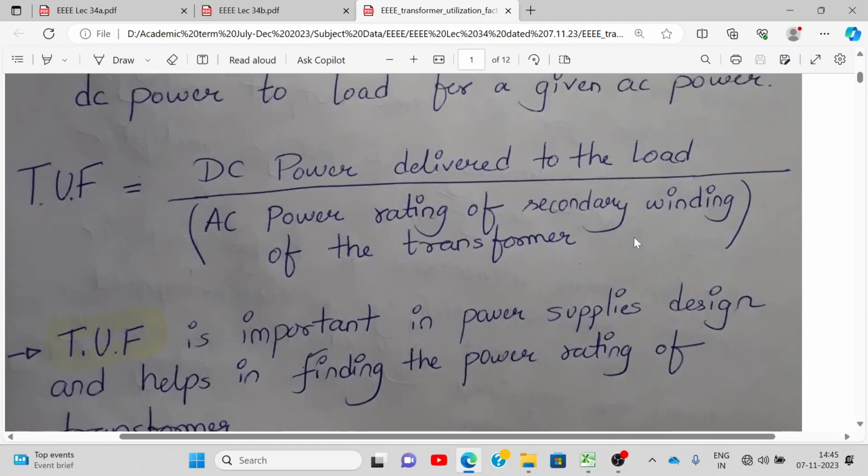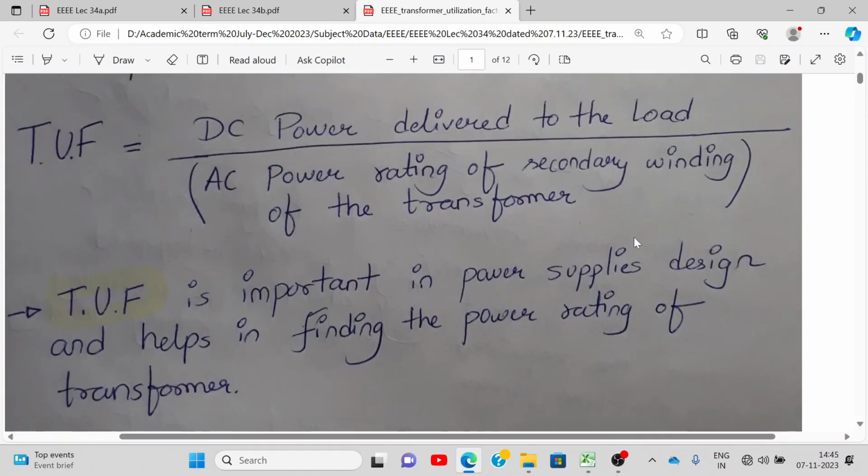It's important to find the power rating of a transformer, which transformer to use, which rating transformer you use. So when you go to a shop and tell the shopkeeper to give you a transformer, he'll ask what is the voltage rating, what is the current rating. So that is determined by TUF: DC power delivered to the load divided by AC power rating of the secondary winding of the transformer.